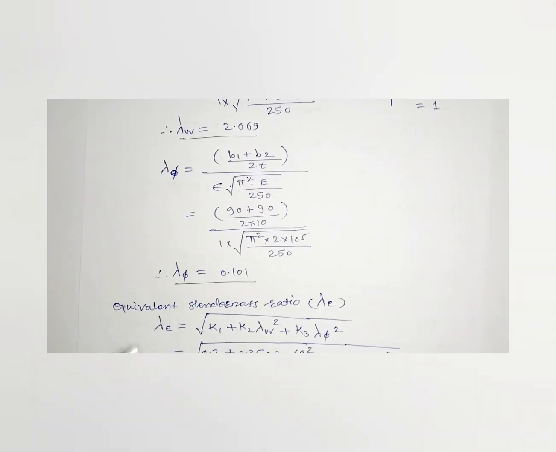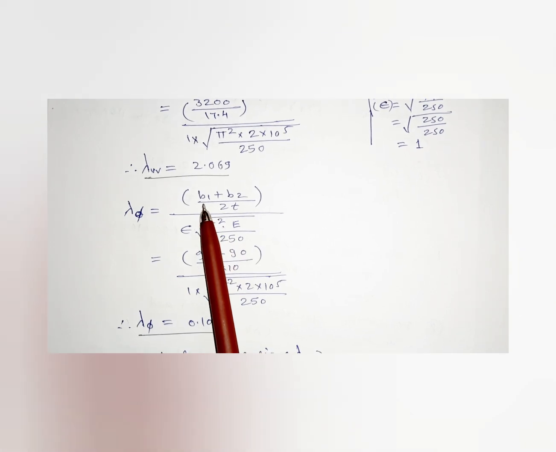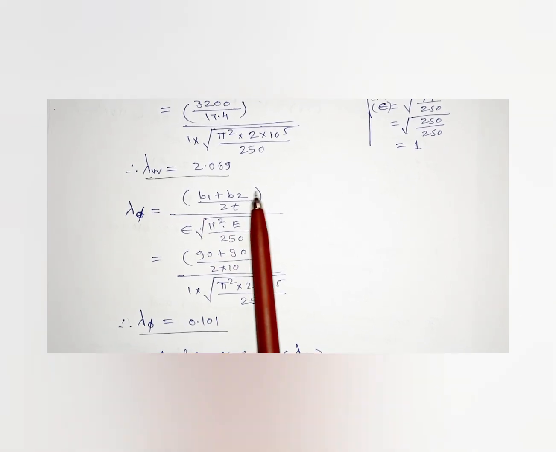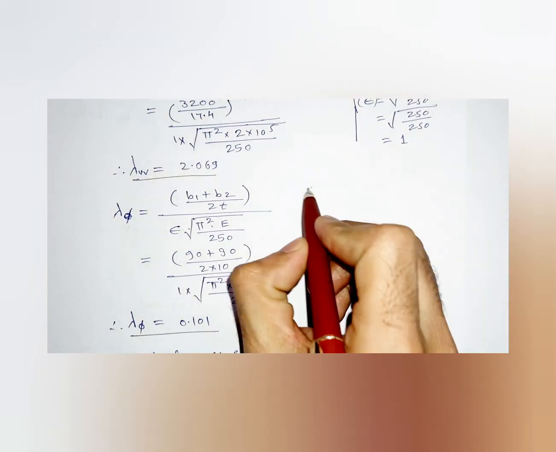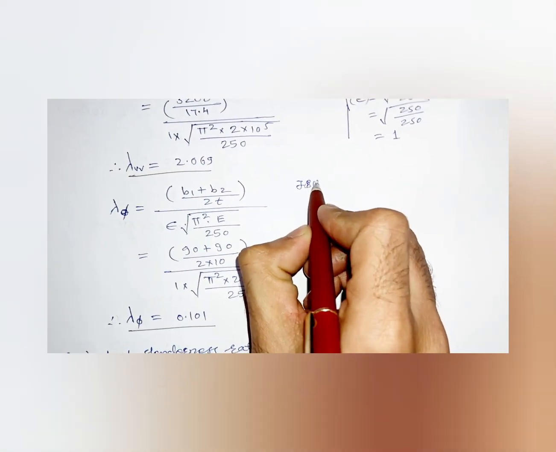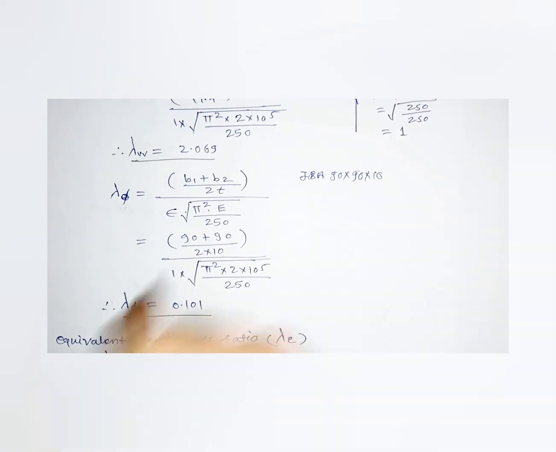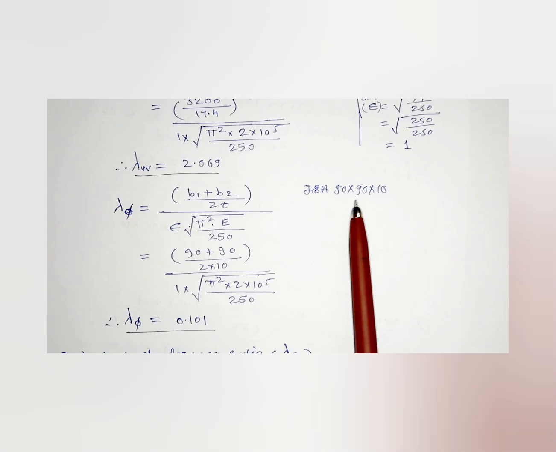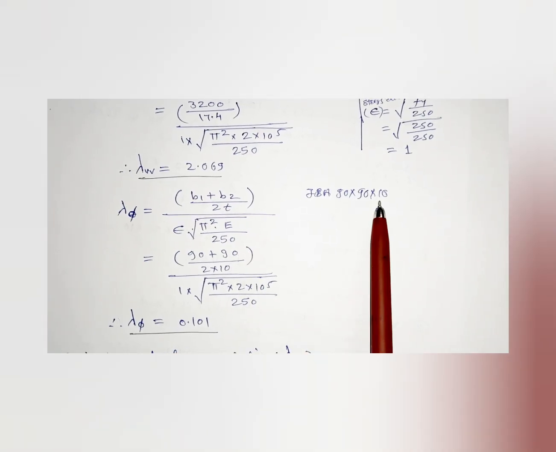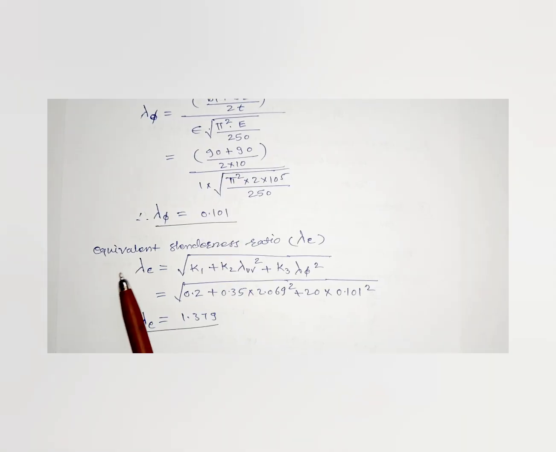Likewise we can determine this slenderness ratio also. B1 and B2, we have already selected our section, that is ISA 90 by 90 by 10. So our B1 and B2 are 90 and 90, and thickness is 10. So likewise we can determine easily.